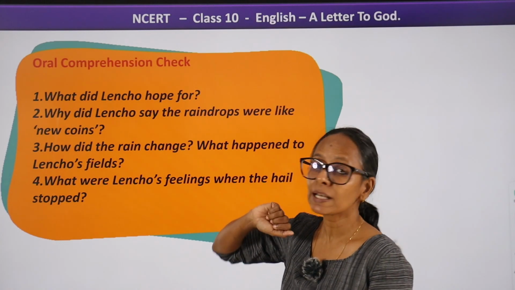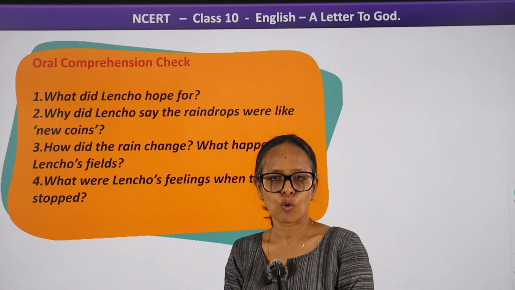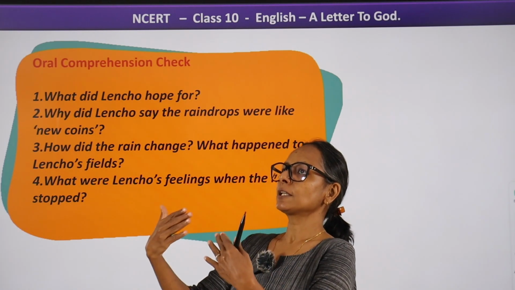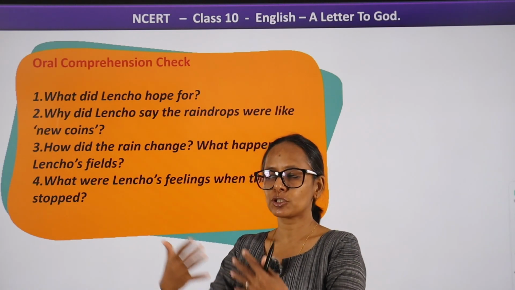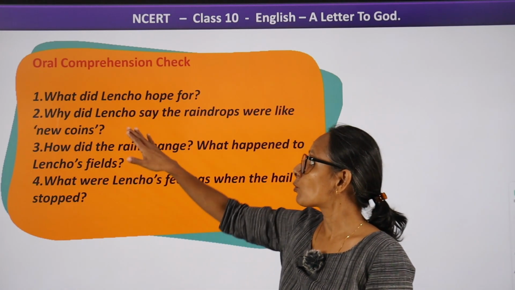We will get back to this and answer them well, probably in a separate video, but we can go back and see if you all have understood the story till now. The first is, what did Lencho hope for? So initially in the story, what did Lencho want, or what did he hope for? He wanted rain, right? That's why he was sitting and looking at the northeast direction, hoping for clouds to come and bring some rain to his crops, right?